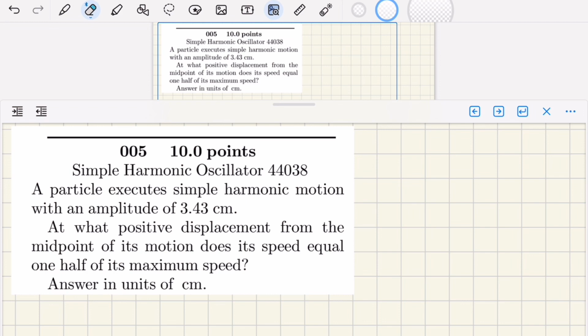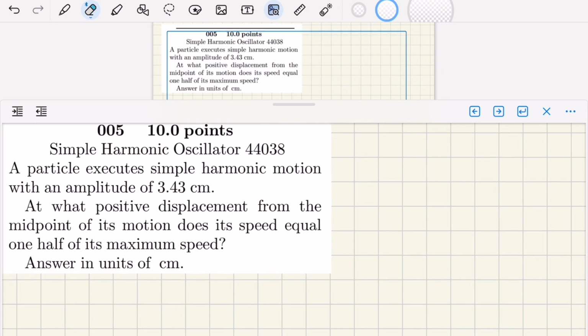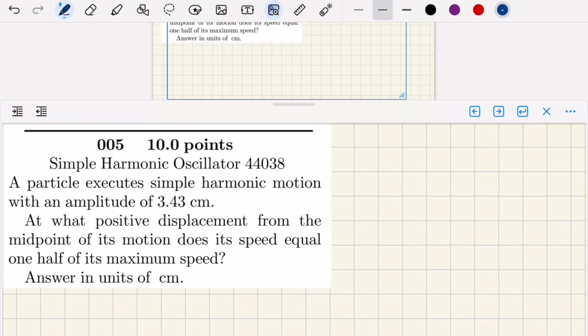This example says, a particle executes simple harmonic motion with an amplitude of 3.43 centimeters. At what positive displacement from the midpoint of its motion does its speed equal 1/2 of its maximum speed? Answer in units of centimeters. So as you can see, we don't have a lot to work with. Well, at least not a lot of numbers, but we have some information. So let's start with the given.